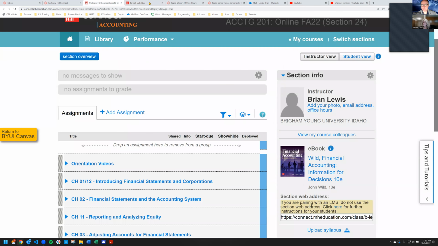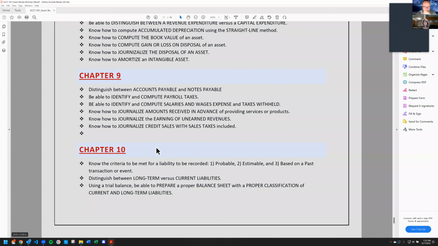Oh, let's see. Where was I? I was on PDF. There it is. Okay. Compute salaries, wage expense, and taxes withheld. So you have to go through that whole breakdown. You got FUTA, you got FICA, you got federal income tax, state income taxes on the employee side. You got the FICA and the Medicare component of that, and then any other deductions that they might identify. So you have your gross, taxes withheld, and then your net. So you want to be able to compute that for sure. And want to know how to journalize.